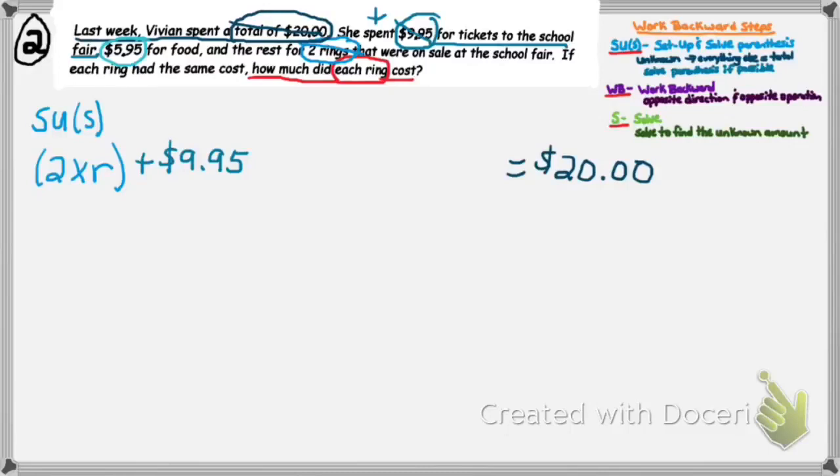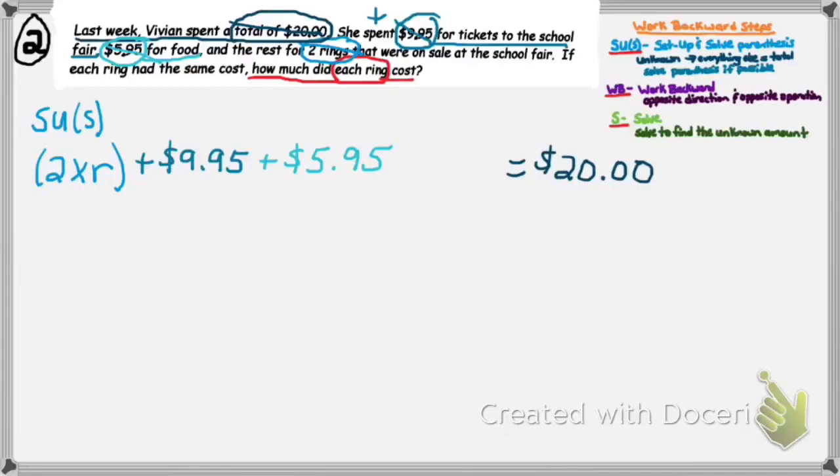What else do we know that Vivian did? Well, we also know that she spent $5.95 for food. So she spent another $5.95 toward that $20 total. Let's cross out the $5.95. What else did Vivian do? Doesn't look like she did anything else. I've crossed all of my numbers out of my problem.